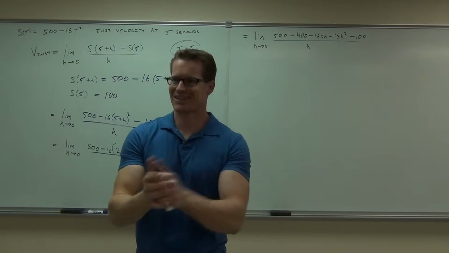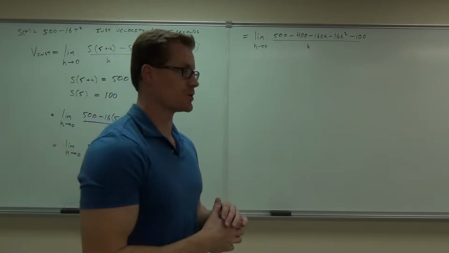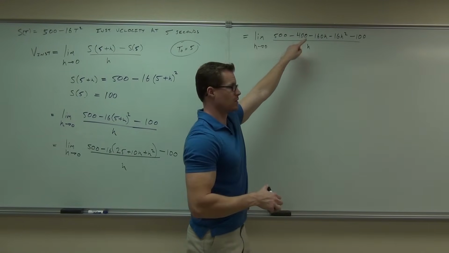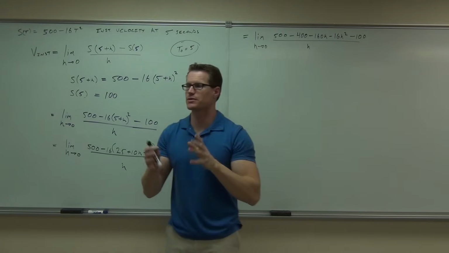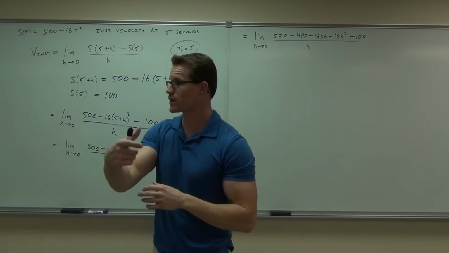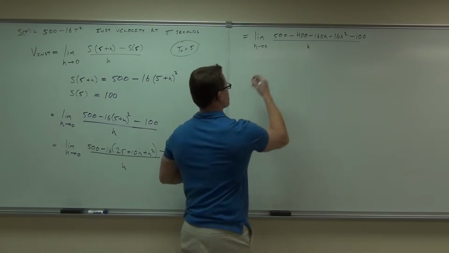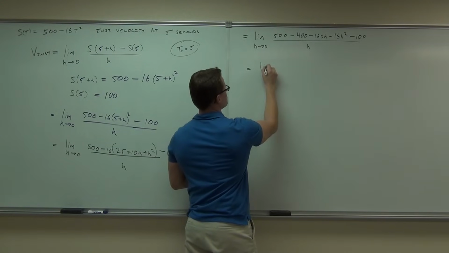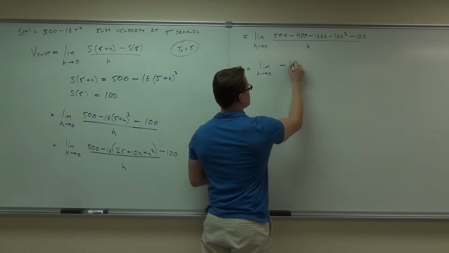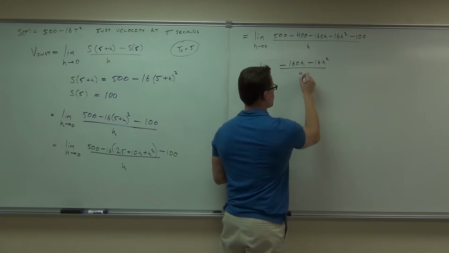Hey, take a look at the board. This is going to be kind of nice. Do you see anything special that happens here? What happens up here? What happens to all the constants? They're gone. You have 500 minus 400 minus 100. Do you see that? All the constants are gone. What you're left with is the limit. Still going to write the limit, h goes to 0 of negative 160h minus 16h squared over h.